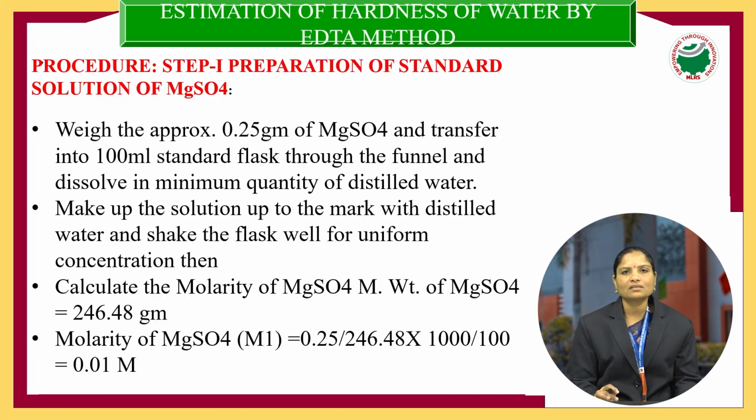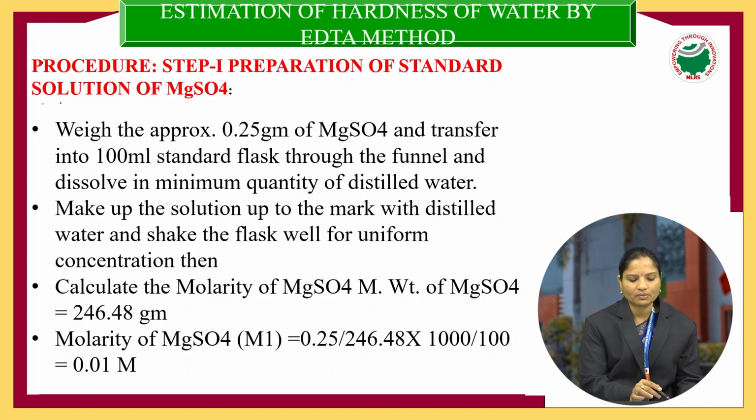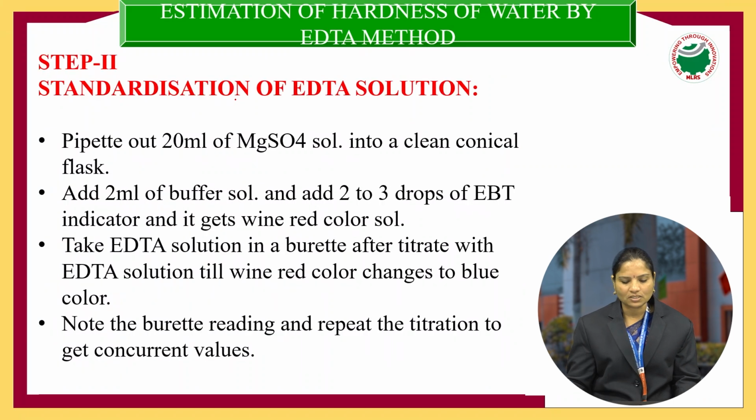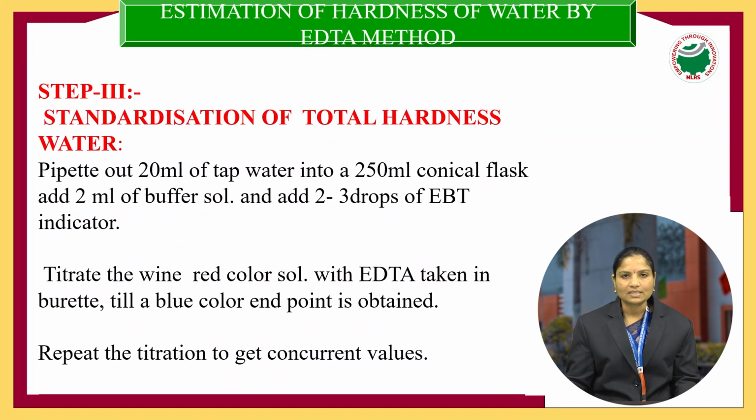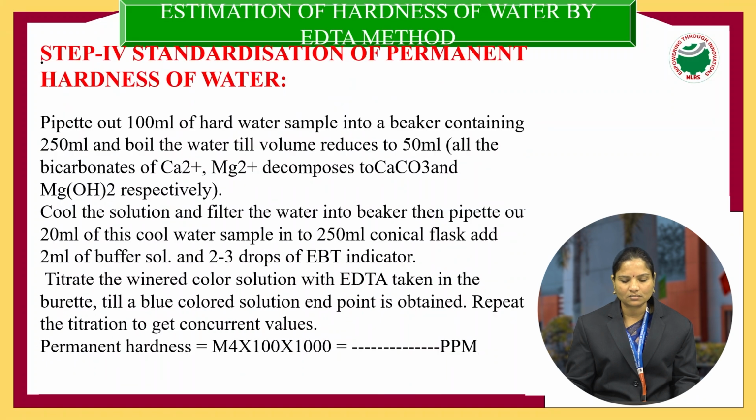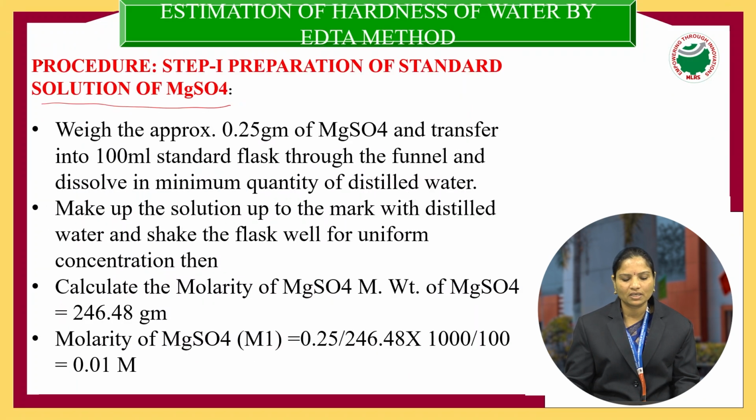Then, what are the steps involved in our EDTA method? Actually, how many steps are involved in this EDTA method? In our EDTA method, there are 4 steps. One is preparation of MgSO4 solution, and the second one is standardization of EDTA solution. Third is standardization of total hardness. Fourth is determination of permanent hardness. So first we have to discuss step 1.